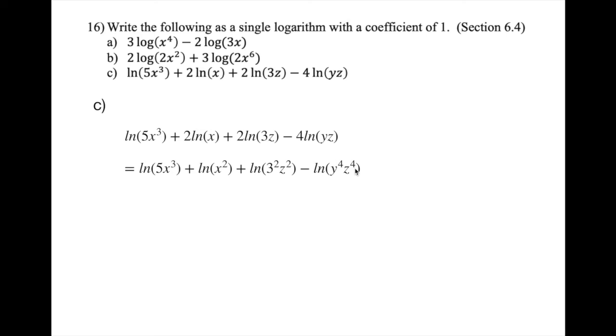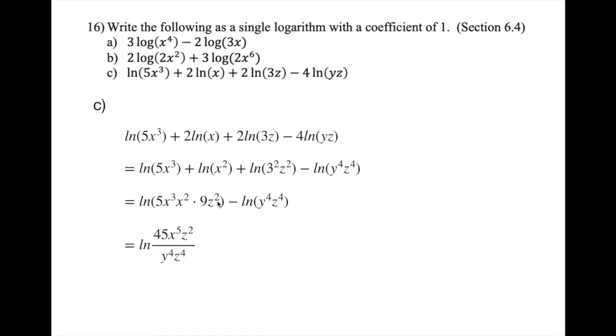Then we want to deal with the addition of those logarithms. We want to put that into a single log, so what's inside, we will multiply them together. So 5 times x cubed will multiply this x squared. And then multiply this term. If we simplify that a little bit, so 3 squared is 9. So we multiply 9 times z squared.